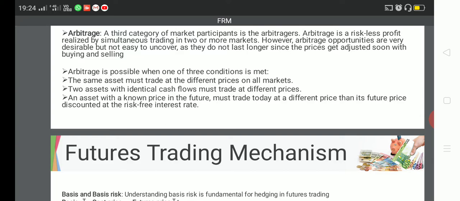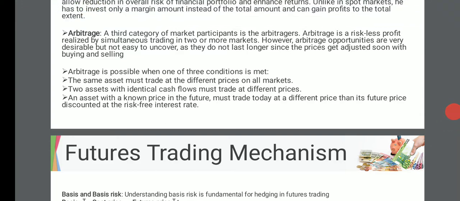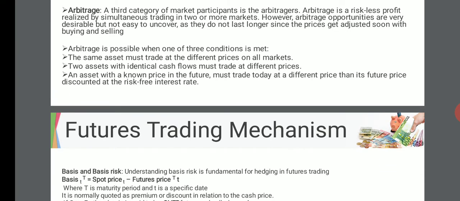Arbitrage is possible when one of three conditions is met. The same asset must be traded at different prices in different markets. Two assets with identical cash flows must trade at different prices. Or an asset with a known price in the future must trade today at a different price than its future price, discounted at the risk-free interest rate.